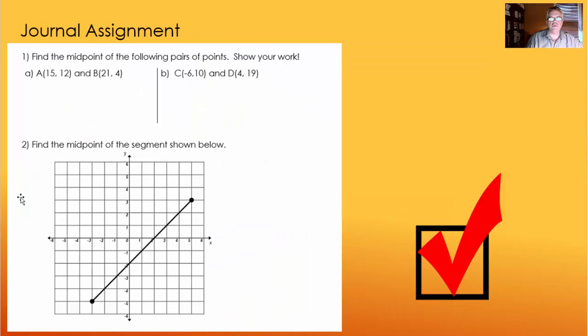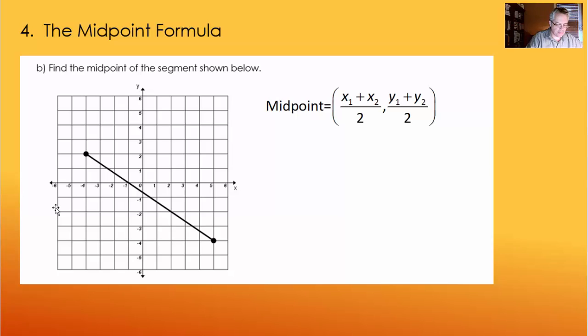All right. We've come to our last example here. We're not quite ready for the journal assignment. So this is a very similar problem. We're given the points in a graph. So instead of just giving the coordinates of the points, we read the coordinates from the graph here. So this point right here is (-4, 2). And this point is (5, -4).